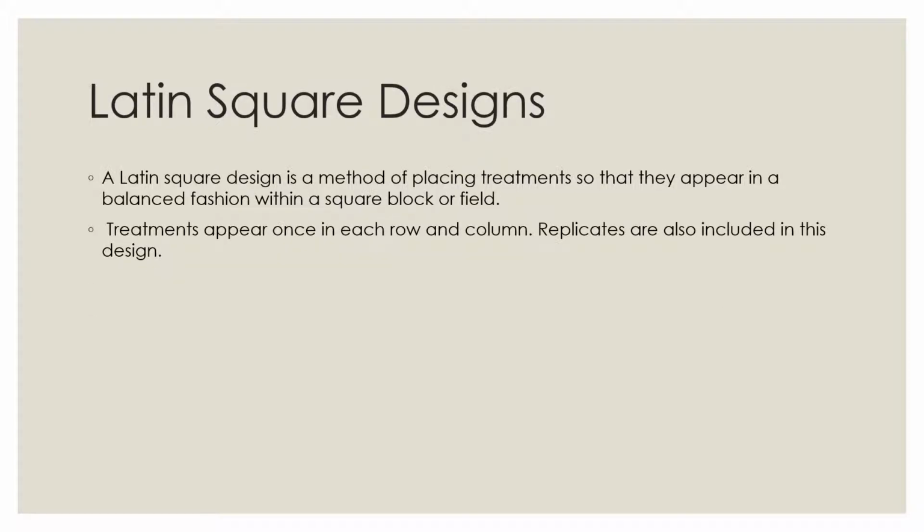A Latin square design is a method of placing treatments so that they appear in a balanced fashion within a square block or field. Treatments appear once in each column and row. Replicates are also included in this design. Treatments are assigned at random within rows and columns, with each treatment once per row and once per column. There are equal numbers of rows and columns and treatments.